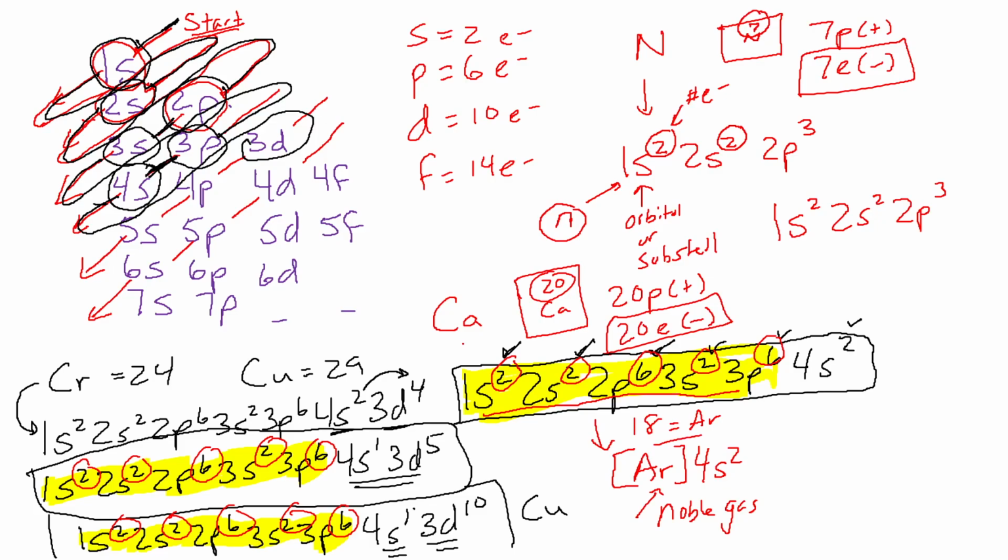Those also are argon. So we can shorthand chromium by saying argon, continuing on with its electron configuration, 4s1, 3d5 in this case. And for copper, again, argon, 4s1, 3d10. Now you may be thinking, is it always argon? And it's not. It's always the noble gas that comes before whatever you're writing electron configuration for.